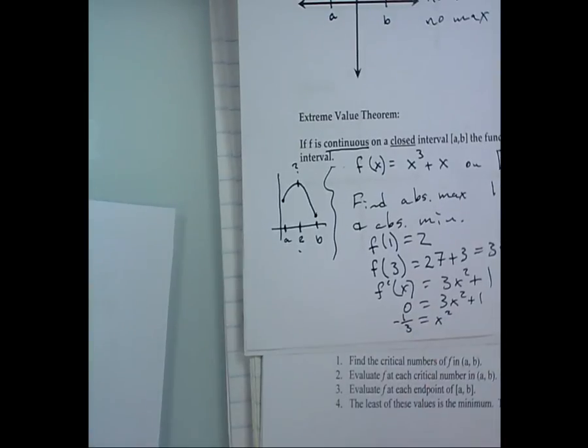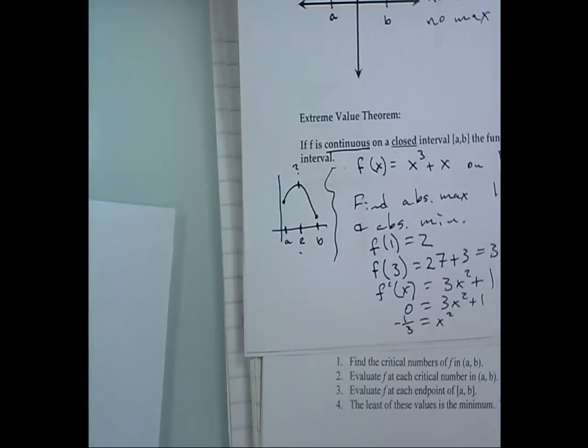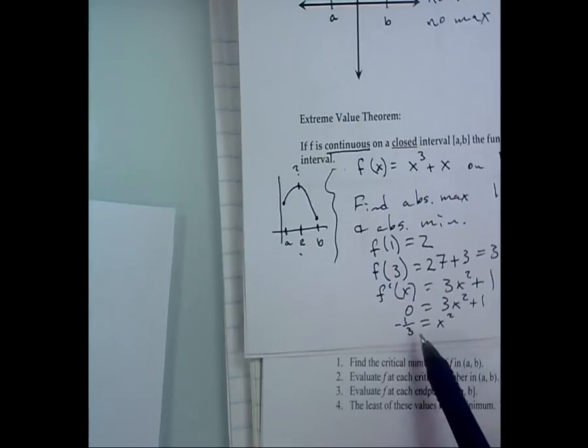What does that tell you? It could be positive or negative. When you square a number, I get a negative 1/3. That's what that sentence says. It says you're taking a value, you're squaring it, and I get a negative 1/3. So that's not right.